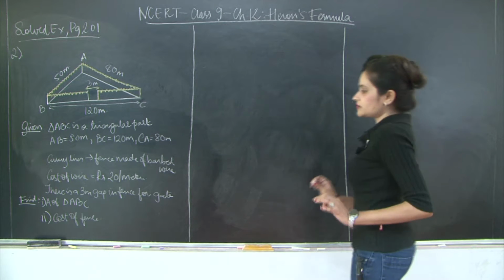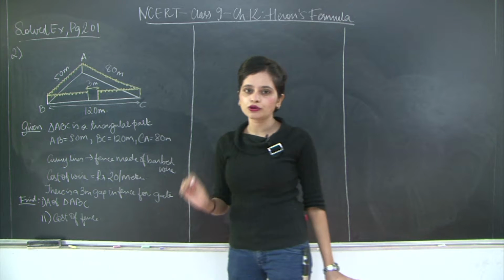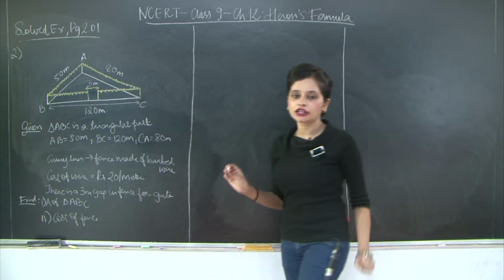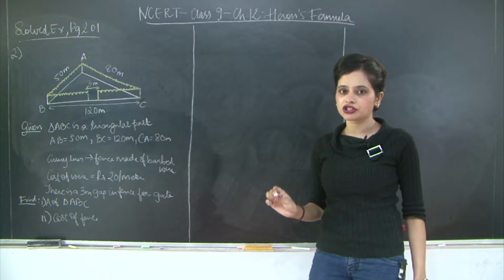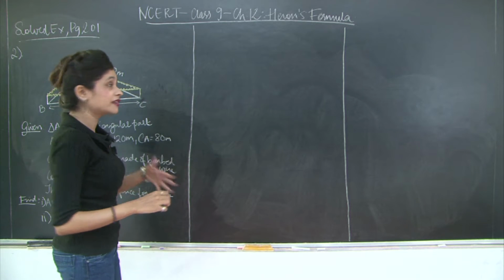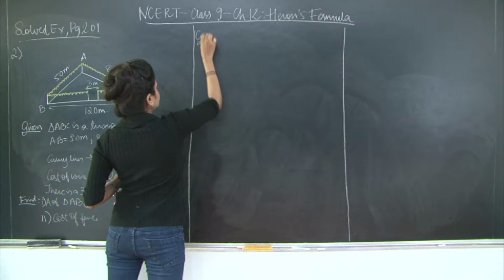So how do we first find the area of triangle ABC? We've been given 3 sides, so obviously I'm going to find it through Heron's formula. For Heron's formula, we need to first find the semi-perimeter of the triangle. So let's first find the perimeter and thereby the semi-perimeter. So I'll say solution.